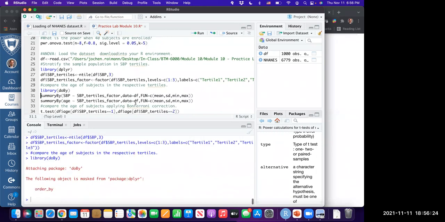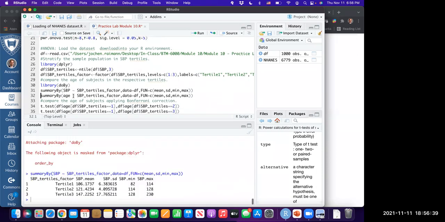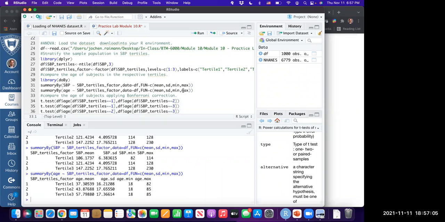With the library doBy, which I also flagged, which is a very powerful and very useful function, you can run summaryBy. You can summarize your data based on categories that you have defined, and you can use all functions contained in the function part. You basically do SPP as a function of the tertiles factor. You draw it from data df, which is the one that I just uploaded, and you use these functions on your data. You can do this for SPP and H. I did it also for H here.